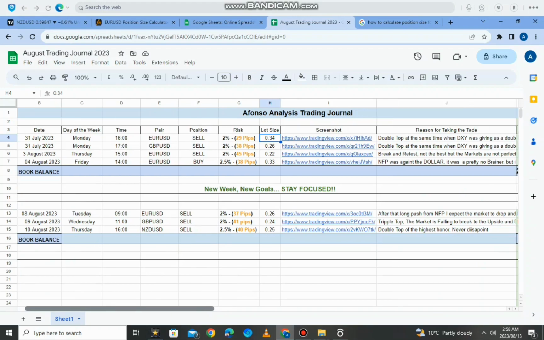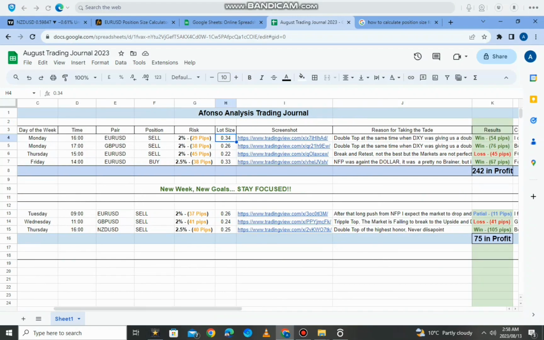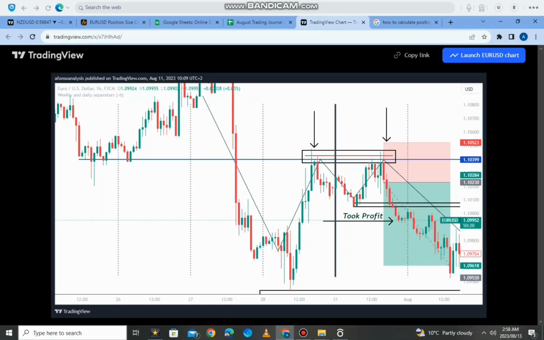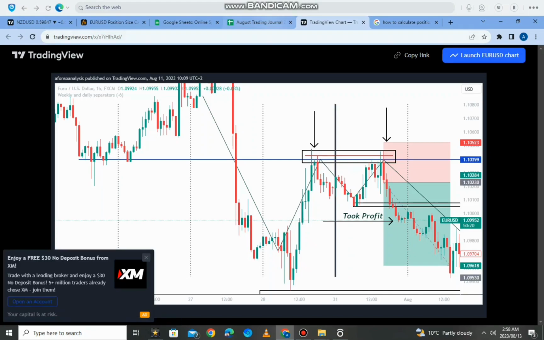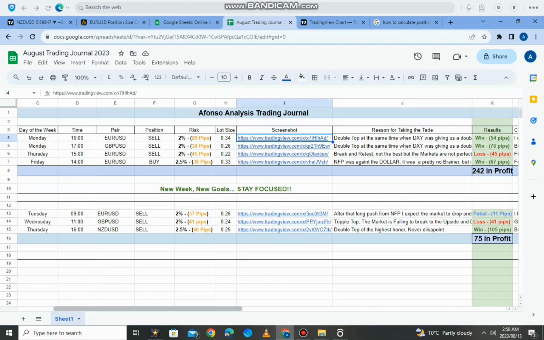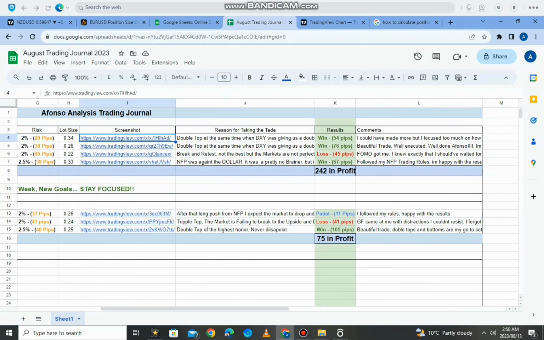Now on my trading journal, I also include a screenshot here so that anytime I can just click and see what was going on that trade. What was the trade? As you can see, it was a double top here, beautiful smash take profit there. I also include the reason for me taking the trade, and we can just go ahead and read why I took that trade. Okay, it was a double top at the same time when DXY was giving us a double bottom. If you guys know me by now, I take my trades based on the DXY.